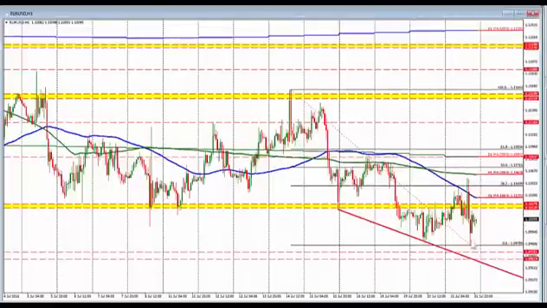Maybe even toward this bottom side trend line. We'll look for that along as well. So that would be sort of the trade for the euro versus US dollar over the next 24 hours.